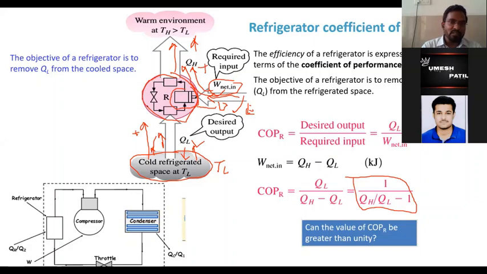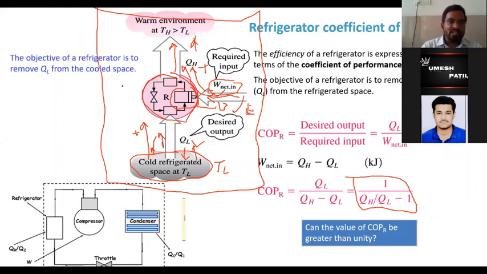And because of that, if I keep the door of the refrigerator open, then the temperature of the room in which the refrigerator has been kept will start increasing, because it is rejecting more heat compared to the heat absorbed from the system. And because of that, the whole room will start heating instead of being cooled.